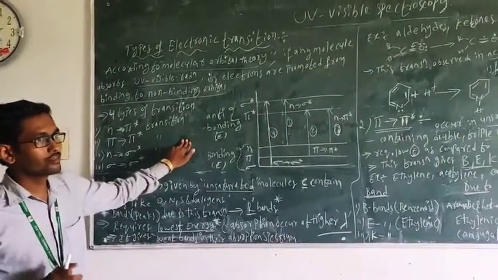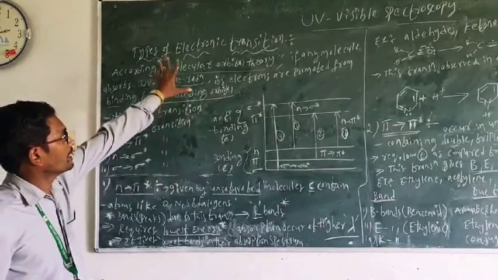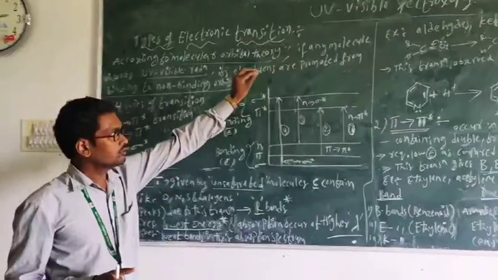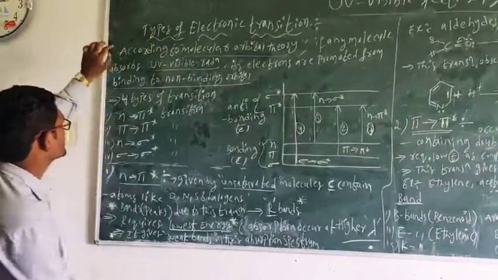Now we are entering into the main topic. It is useful for pharmacy purposes also. Types of electronic transition in UV visible spectroscopy. Let's see the types of electronic transition.